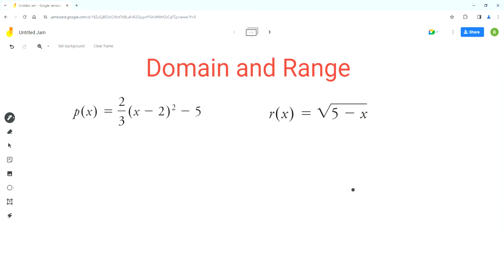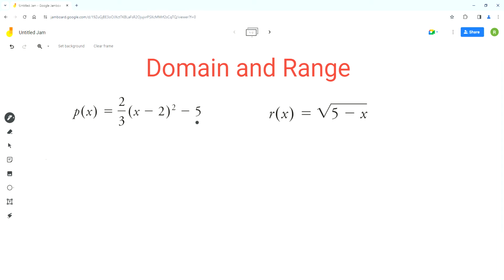So in this video, we'll solve this problem based on the concepts of domain and range. We have to find the domain and range of these two functions. Let's start with the left one. The left function is p of x equals 2/3 times (x minus 2) squared minus 5.